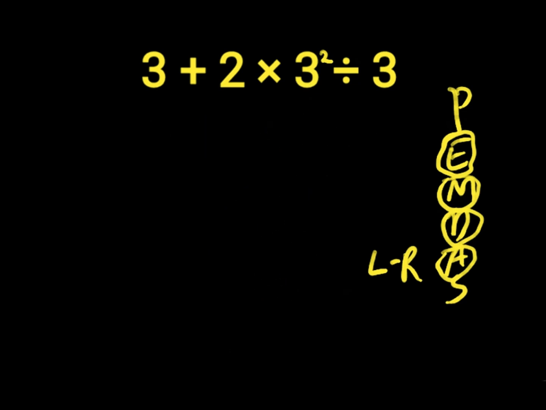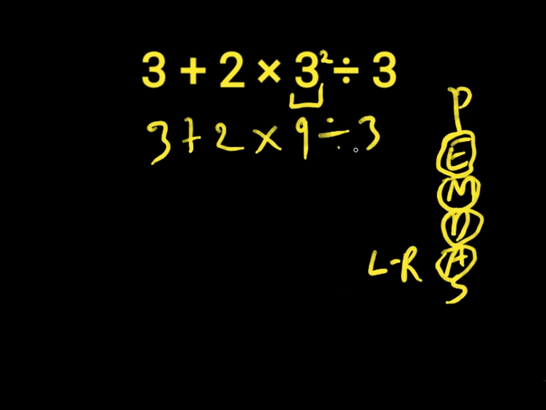First of all, we are going to solve our exponent. Our exponent is 3 raised to the power of 2, which is also the same as 3 times 3. 3 times 3 will give us 9. We bring 3 plus 2 times 9 divided by 3.